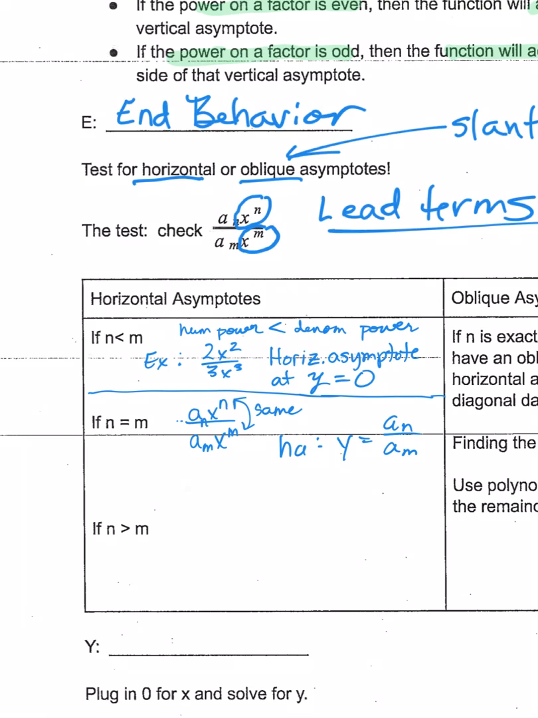In other words, those x's are going to go away, aren't they? Think about it. It's just the coefficients in front. Yes, it is just the coefficients in front. So for example, if you had 2x squared over 3x squared, that would mean the horizontal asymptote would be at y equals 2/3. Get it?